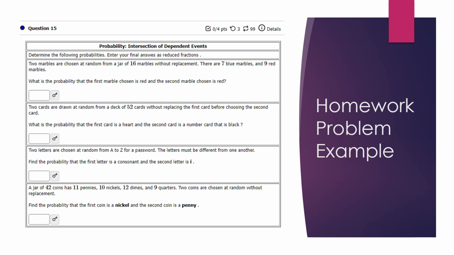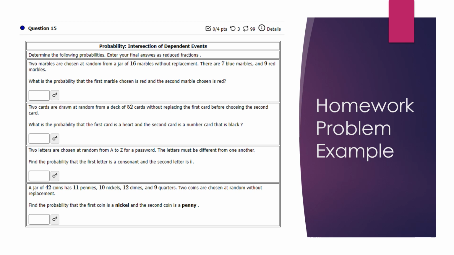Okay, so now we're going to go back and review what we did at the beginning of the lesson, working with the intersection of dependent events. And remember, this time we're going to go back and multiply the probability of the first times the probability of the second. These answers need to be as reduced fractions. So for this, what I'm going to do is simplify everything before I multiply across so I can make sure they're already reduced. Of course, you can use your calculator and just simplify that way.